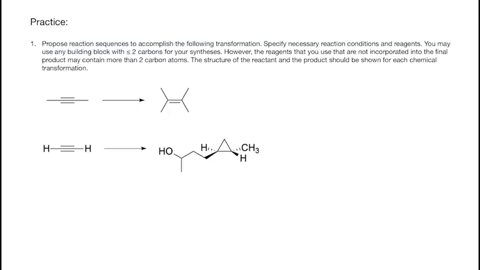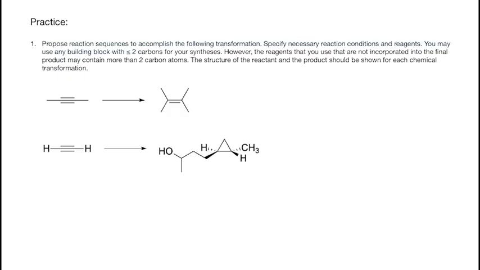As always, let's do some practice. Propose reaction sequences to accomplish the following transformation. Specify the necessary reaction conditions and reagents. You may use any building block with less than or equal to 2 carbons for your syntheses. However, the reagents that you use, which are not incorporated into the final product, may contain more than 2 carbon atoms. The structure of the reactant and the product should be shown for each chemical transformation. Feel free to pause the video and try these problems on your own first.